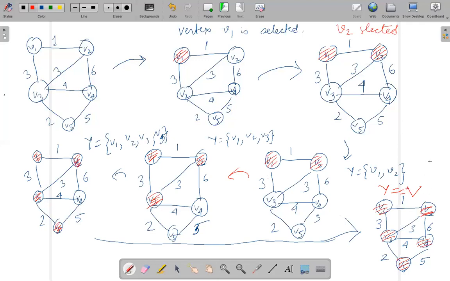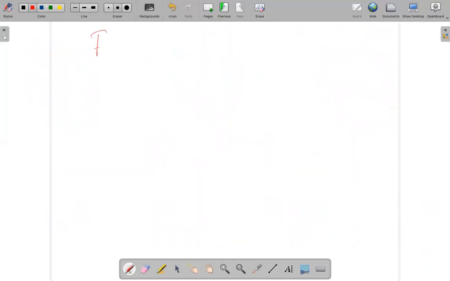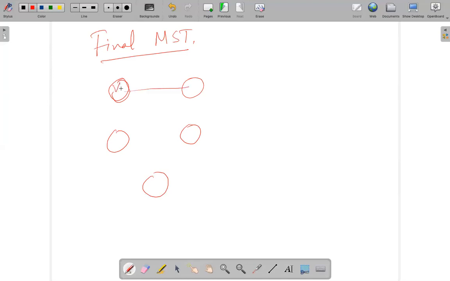So the final tree I had already showed you earlier. As per our current traversal, your final tree will be this. This will be our final MST.